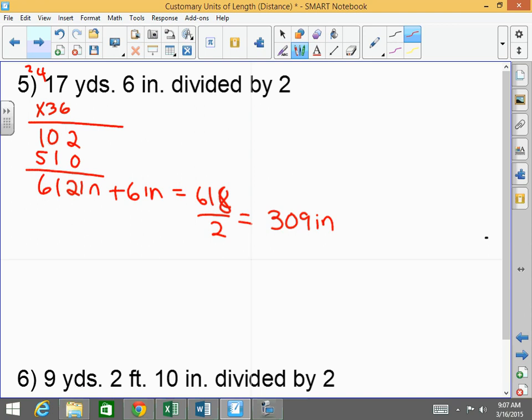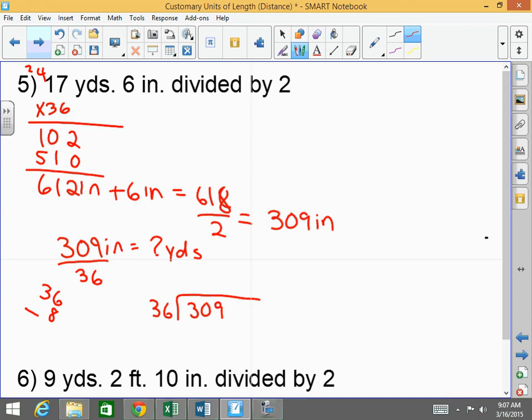Now, what if I wanted to turn that into yards and inches? In this case, I'm going from 309 inches to yards. So I'm going from small to large, so I'm going to divide this by 36. So 36 on the outside, 309 on the inside. How many times can 36 go into 309?